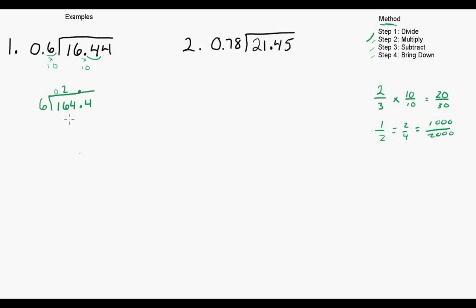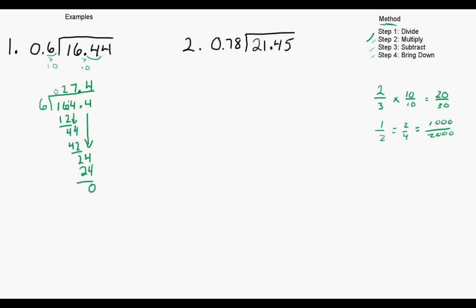2 times 6 is 12. 16 subtract 12 gives us 4, and we're just going to bring down that 4. 6 divides into 44 7 times. 6 times 7 is 42. 44 subtract 42 gives us 2, and we're going to bring down that 4. 6 divides into 24 4 times, and 4 times 6 is 24. We subtract those, and we get 0, so we're done.